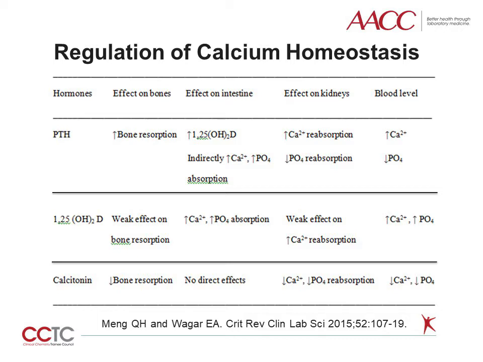PTH increases bone resorption to release calcium and phosphate from bone. It increases renal distal tubular reabsorption of calcium, inhibits tubular reabsorption of phosphate, activates 1-alpha hydroxylase, and stimulates conversion of 25-hydroxy vitamin D to 1,25-dihydroxy vitamin D in kidneys. Increased 1,25-dihydroxy vitamin D would enhance calcium and phosphate absorption by intestine, and thus PTH indirectly acts on the intestine for calcium absorption.